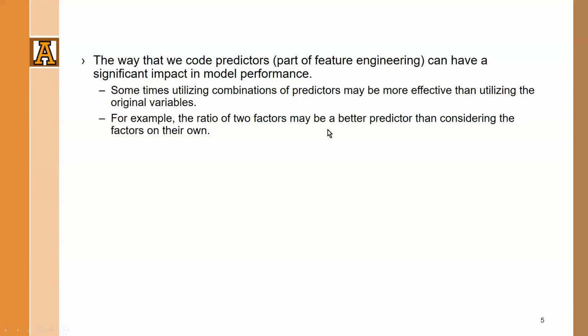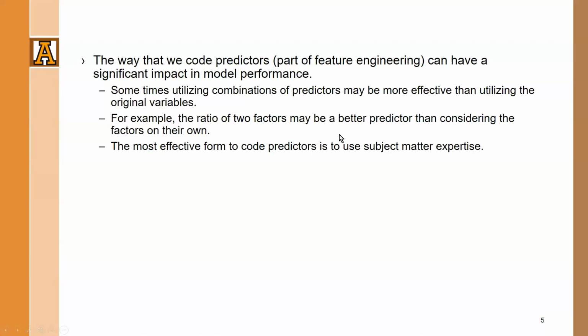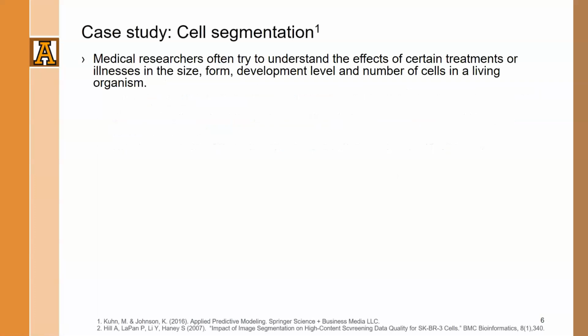And for example, the ratio of 2 factors may be a better predictor than considering the factors on their own. The most effective form to code the predictors, that is what I was telling you, is to use subject matter expertise. That's the most effective.